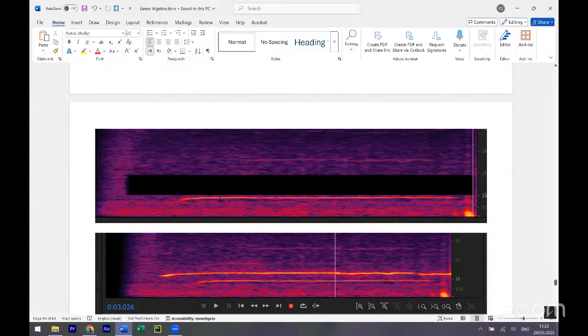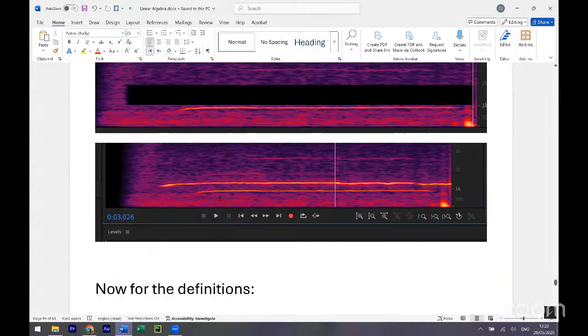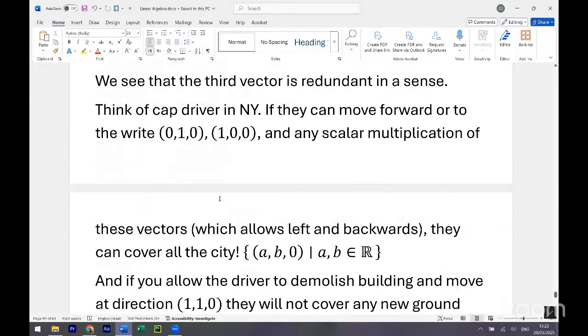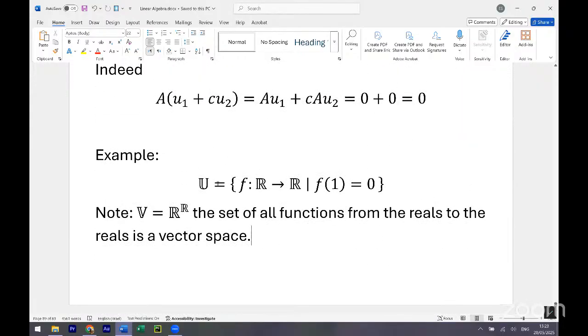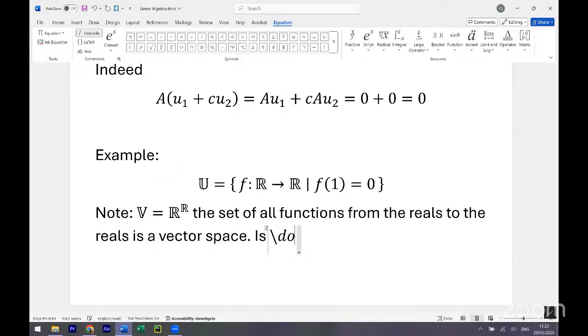A sound is basically a function, right? So it has a connection with that. In any case, I'm asking whether U is a subspace of V. Is the set of functions that equal 0 at the point 1 a subspace of all the functions?